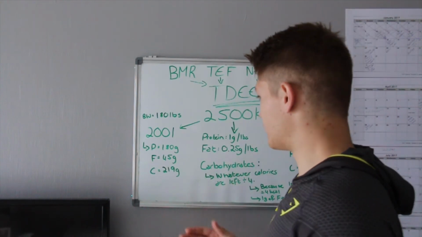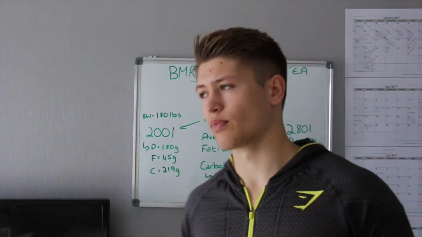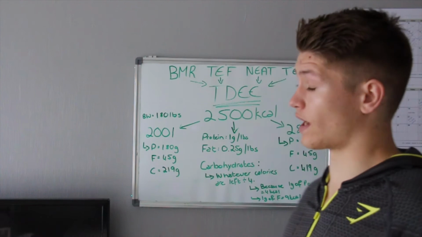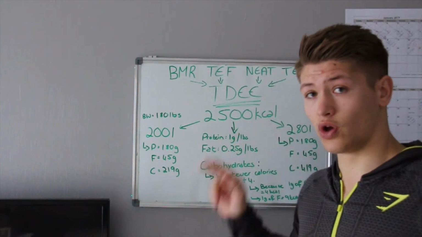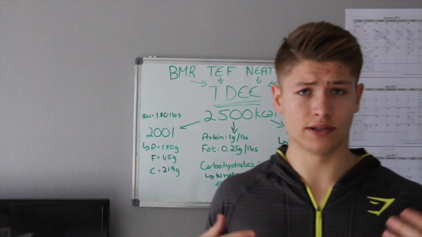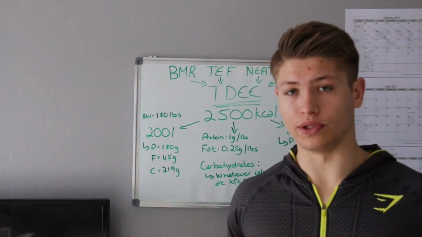So, let's say you are a 180-pound male, and you need to eat 2,500 calories to maintain your weight. That means if you eat 2,500 calories, you will neither gain nor lose weight. And you're trying to lose 10 kilograms, 20 pounds. What do you need to do?